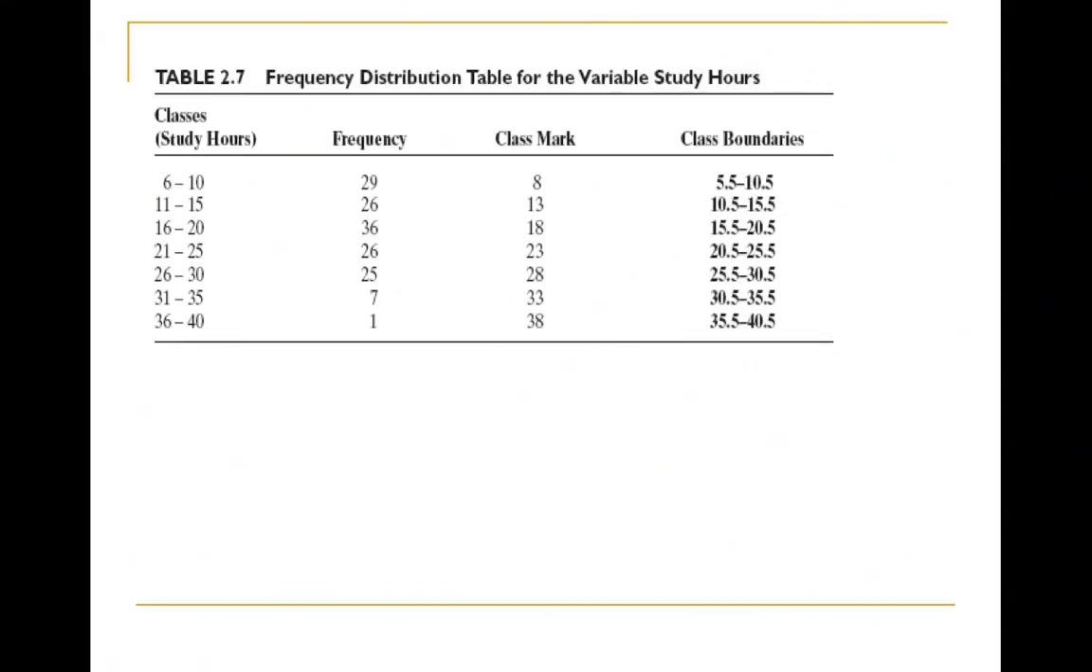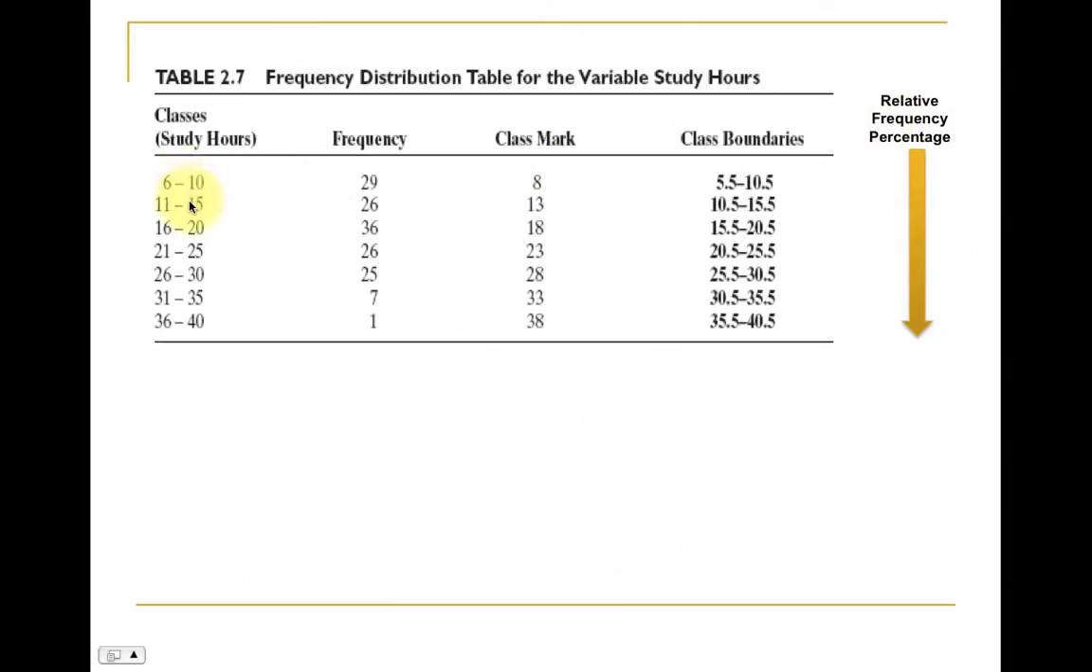Okay, this is a frequency distribution table. If you look at Chapter 2, Table 2.7, you'll see this table. When we create a frequency distribution table, we will also be adding a fifth column called relative frequency percentage. And so you notice that there are 5 columns. We have classes, frequency, class mark, class boundaries, and the fifth will be relative frequency percentage.